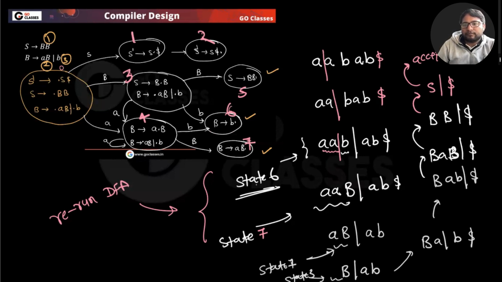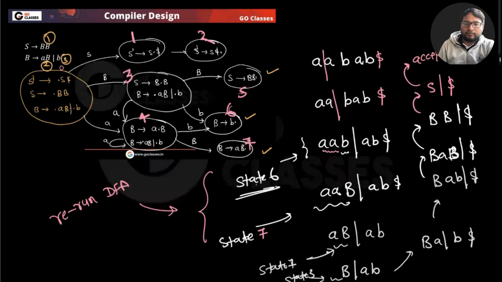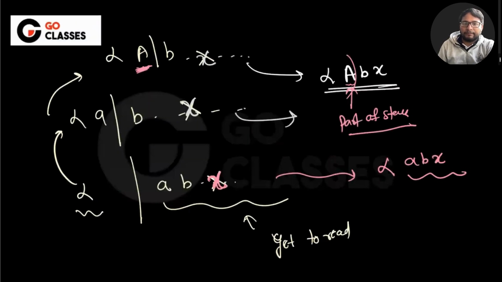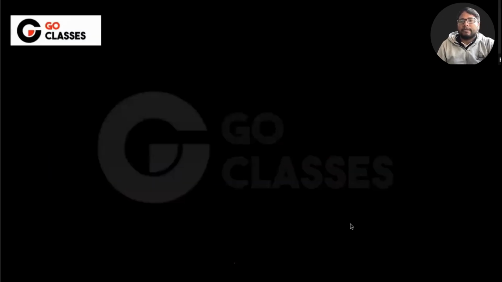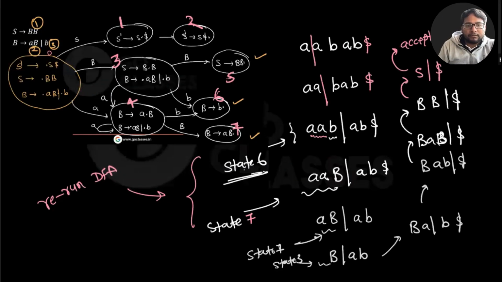Let me go to the slide. See, here we got to know the state numbers, right? How? We were rerunning the DFA. A and B, state 6. A and capital B, state 7. But my question is, do you really need to rerun the DFA? Do you really need to rerun the DFA? This is my question.